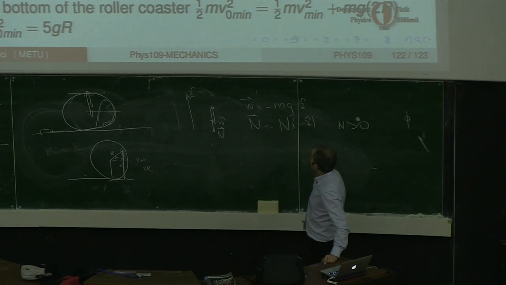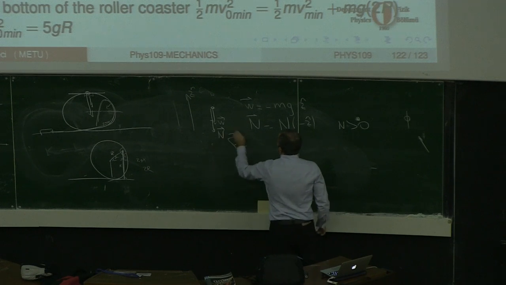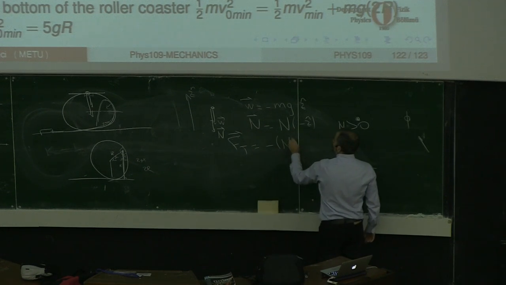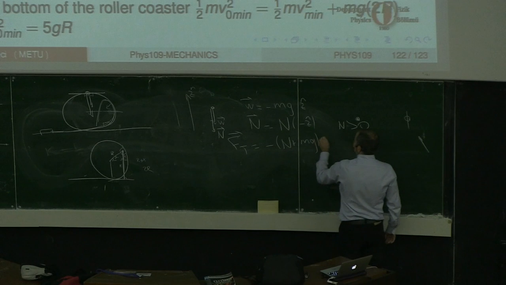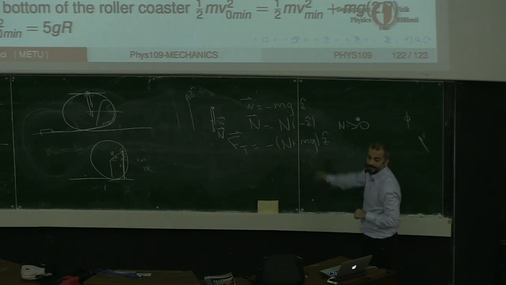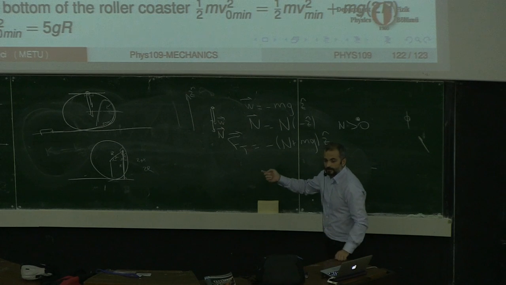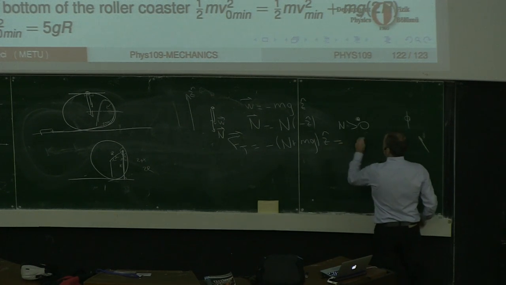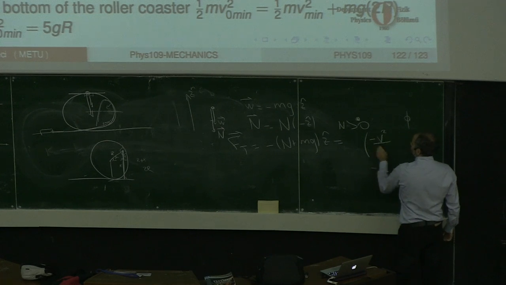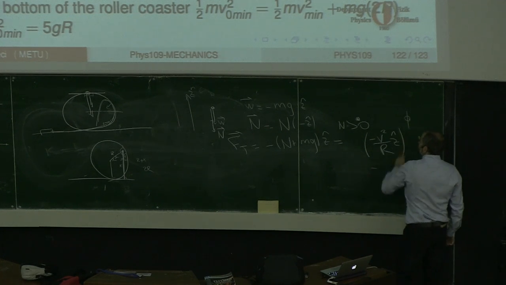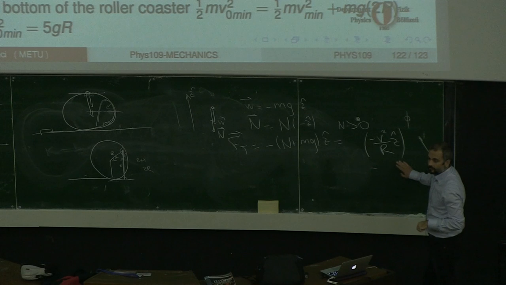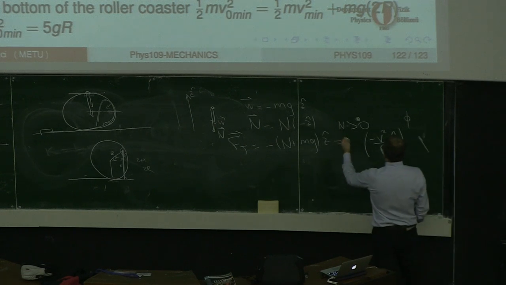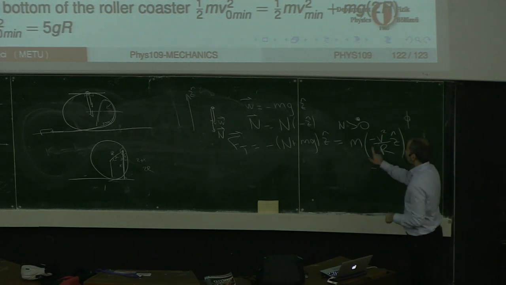We have the normal force. We have the weight. The total force acting on it is minus N plus mg in the minus z hat direction. Well, it is doing uniform circular motion with center in the minus z direction, so its acceleration is minus v squared over r in the z hat direction. And then you have the mass times minus v squared over r.